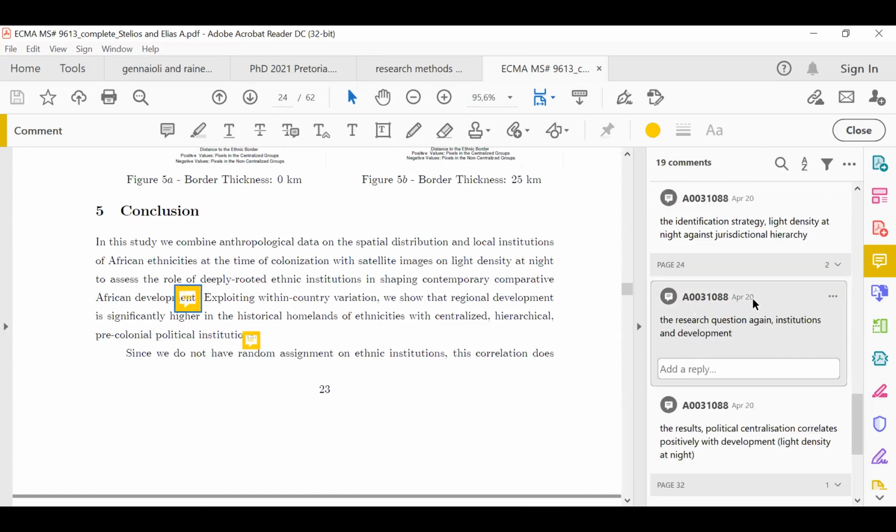So the conclusion, the research question again: institutions and development. In this study, they combine anthropological data on the spatial distribution and local institutions of African ethnicities. And this is political economy: how one group decides the welfare of other groups. How one group managed to get into power and decides the welfare not only of its own group, more probably his in Africa, but also the welfare of other groups which are being dominated by a particular group. This is political economy, right?